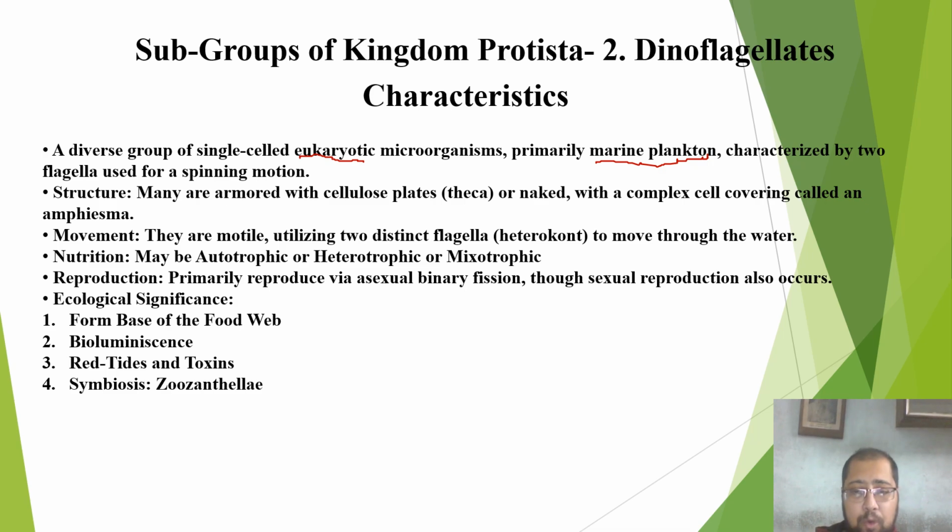Now, because they have two distinct types of flagella in the same cell, they are known as heterokont. They may be autotrophic or heterotrophic with respect to their mode of nutrition, or they even may employ mixotrophy. As for their mode of reproduction, they primarily reproduce by asexual binary fission, though sexual reproduction also occurs.